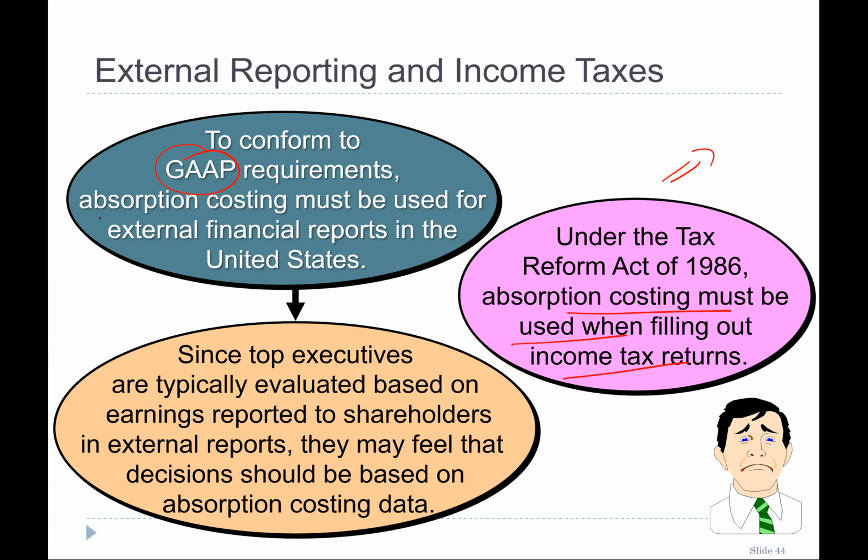Since top executives are typically evaluated based on earnings reported to shareholders in external reporting, they may feel that decisions should be based on absorption costing data as well, because absorption costing will give you higher profit, so their bonus will be higher. So executives will say that we should use absorption costing, right? But absorption costing is necessary for external reporting, conformed by the law, and also a requirement for tax purposes.